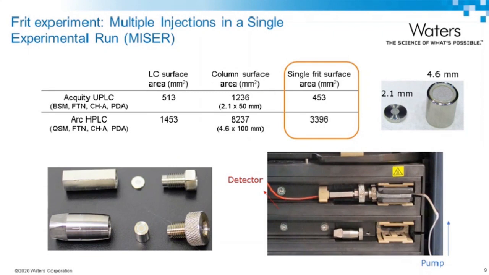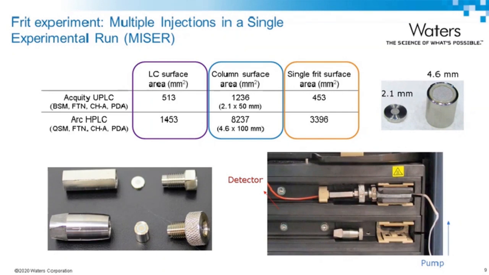You can see that the smaller frit, 2.1 millimeter, has a certain surface. The larger frit, 4.6, has a much larger surface available. And those are actually comparable or higher than the entire LC system, all the tubing, injectors, switching valves, and so on. The frit is the main part that has a higher surface and offers the greatest surface for this non-specific interaction. So if you then take a column which combines 2 frits as well as the column body, you can see that the column has a dominant contribution to this non-specific adsorption.